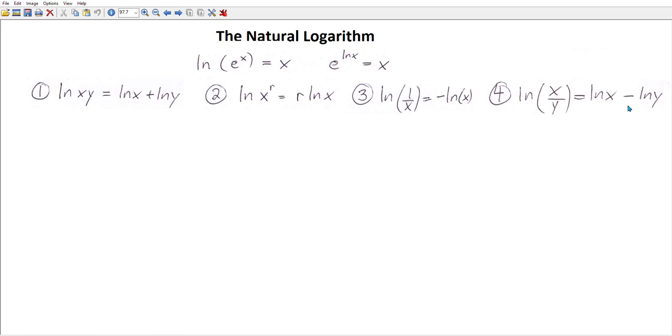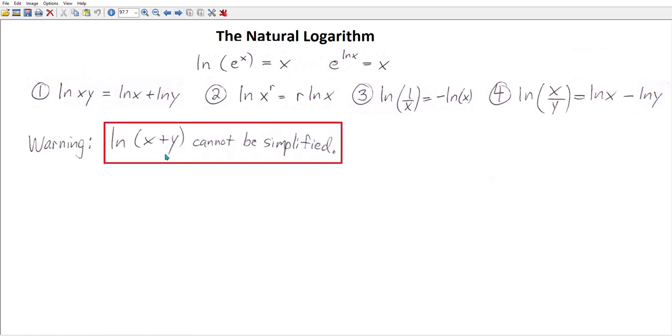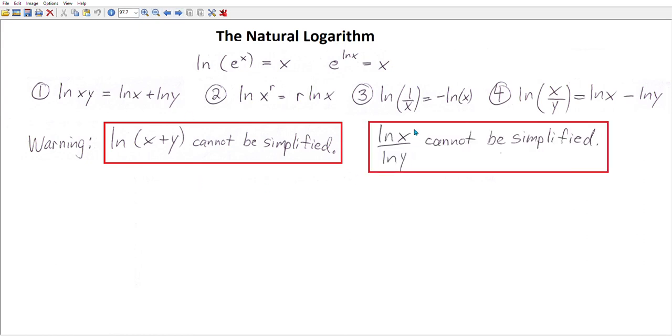Now, we see the properties listed up here. Something to warn you about. There is no property for the log of x plus y. It cannot be simplified. It is different than the log of xy, which can. Another thing that cannot be simplified, the log of x divided by the log of y cannot be simplified. That's different than the log of x over y.